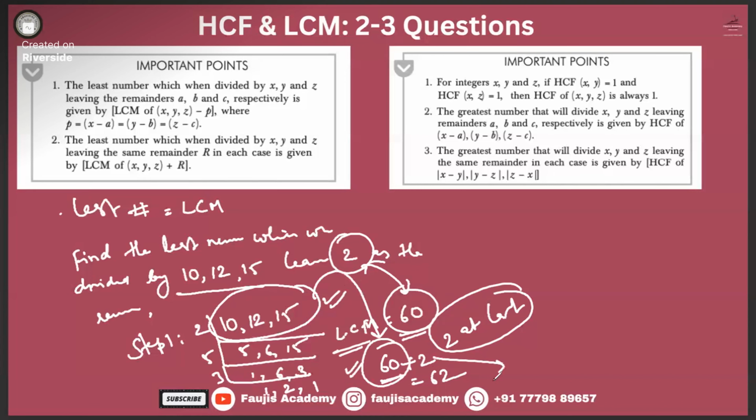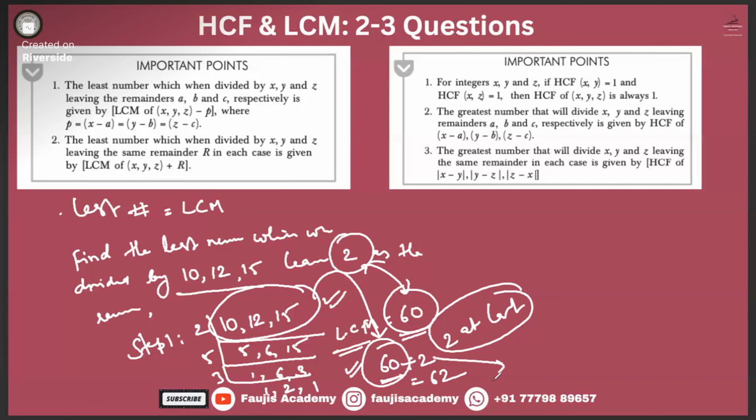I mean, when you do 60 divided by 10, 6 times, 2 remains. 60 divided by 15, 4 times, 2 remained. And what is that number? 12. 5 times, 2 remained. Right? Do we have the same remainder in all the cases, guys? Yes or no? So we'll move forward.